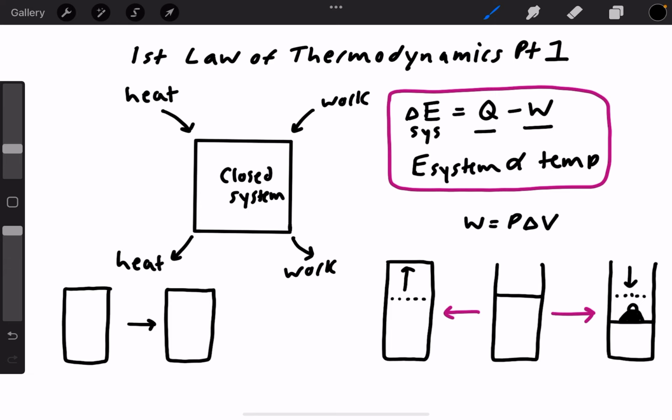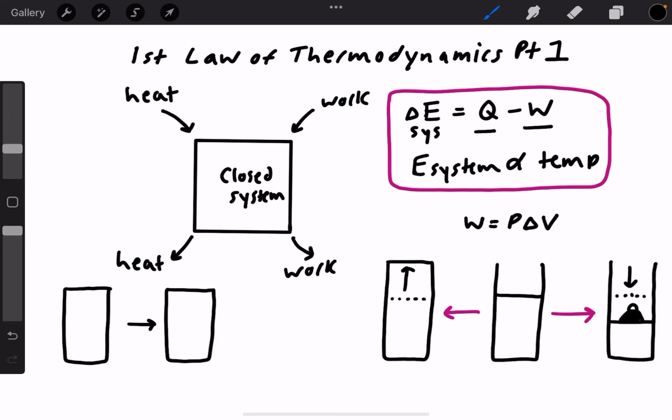And in a closed system, as you can see in the upper left, the closed system can have energy input into it as well as energy released out of it. And so this can be in the form of heat or work. So the energy of the system is equivalent to the amount of heat that the closed system is absorbing, subtract the work that the system does on the surrounding. And so note that energy of the system is proportional to the temperature.